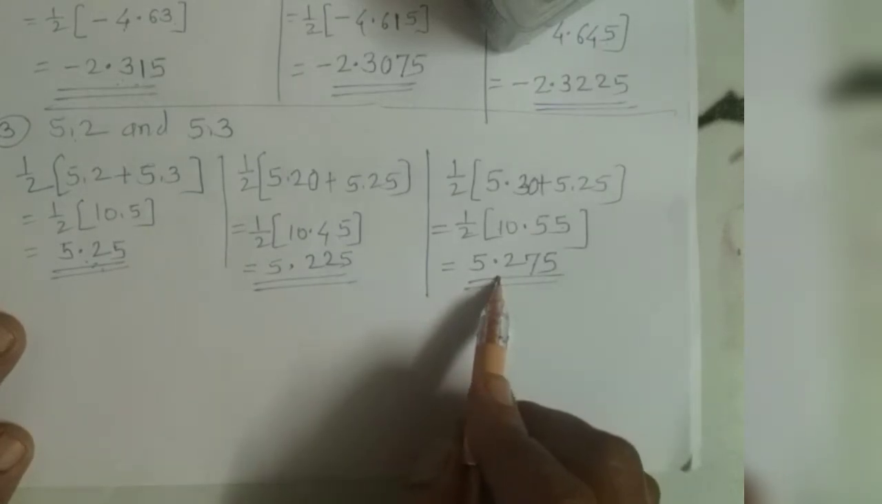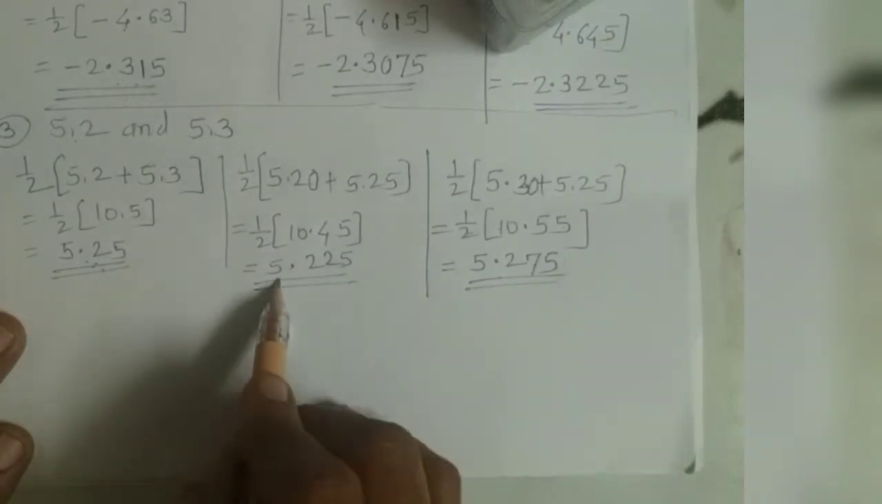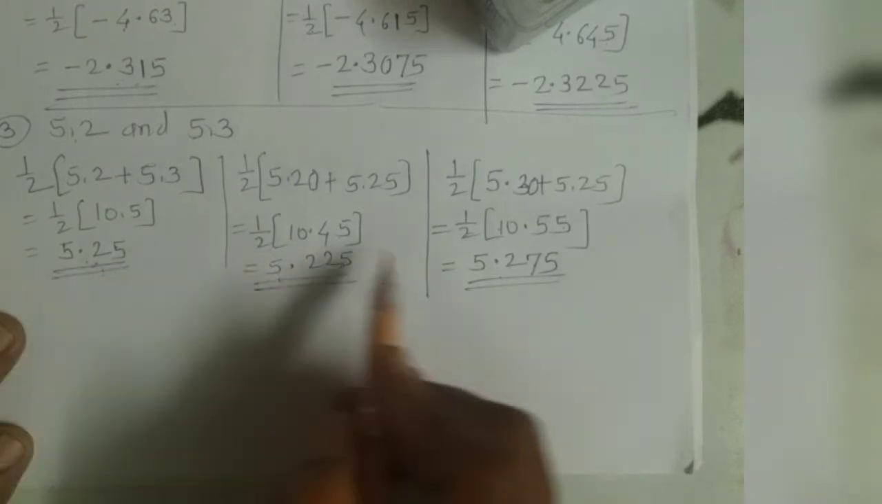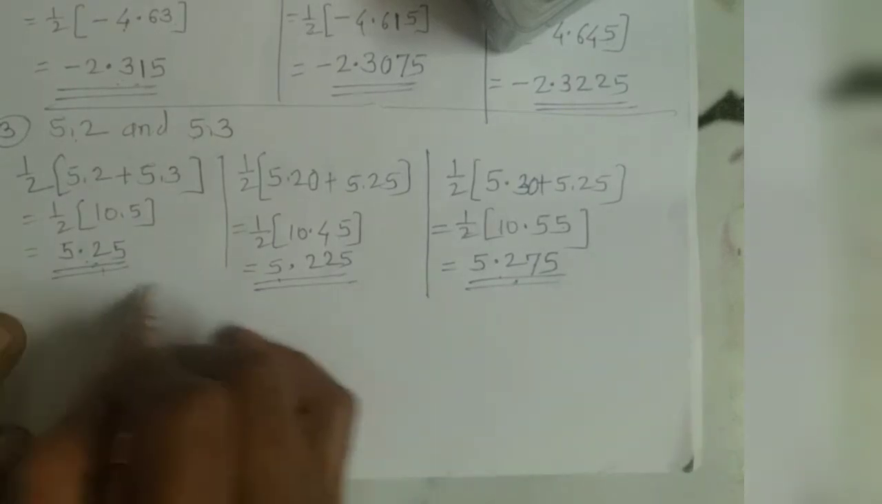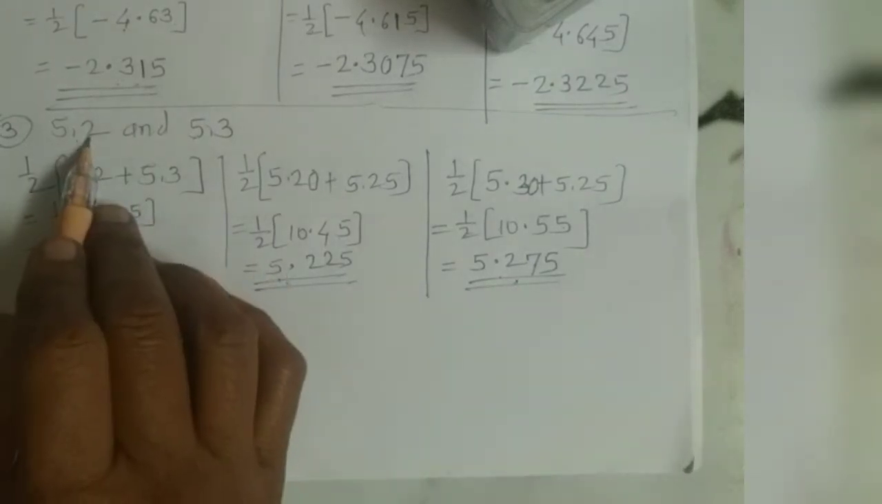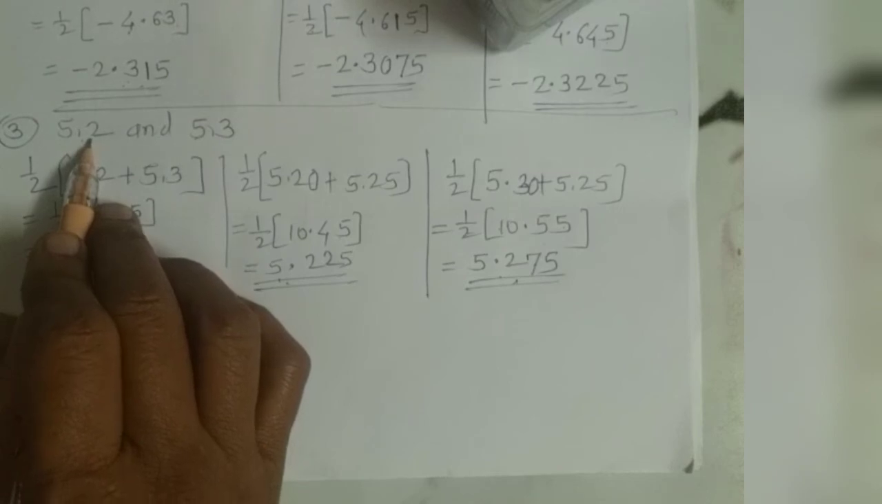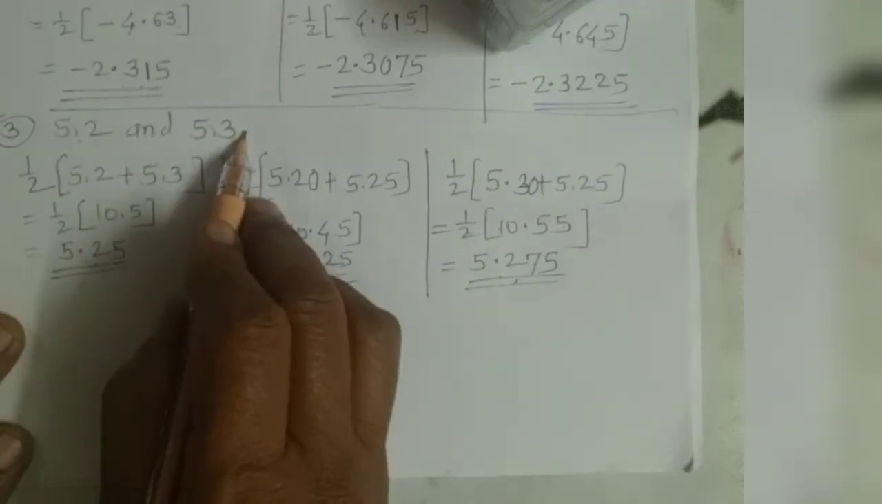Sequentially we write the numbers 5.225, 5.25 and 5.275. These are the numbers that lie between 5.2 and 5.3.